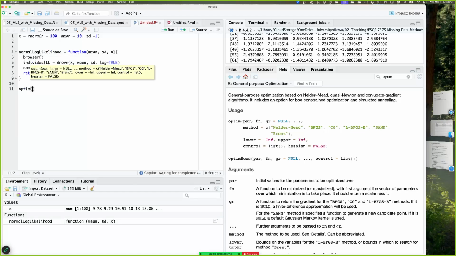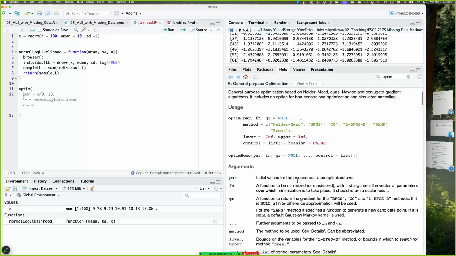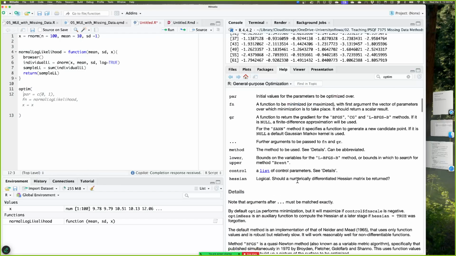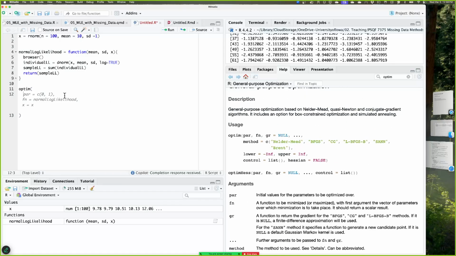So how it works is this: par is the initial values of parameters to be optimized over. In our case, we have two, the mean and the standard deviation. And so we tell it par, and we have to give it a starting guess. Here it wants me to guess with 0 and 1. So why not? We'll try that. The mean of 0, standard deviation of 1. Standard deviation is right on. The mean of 0 is not, right?